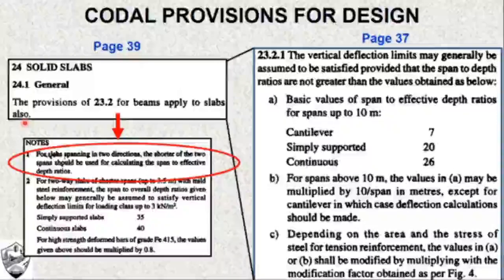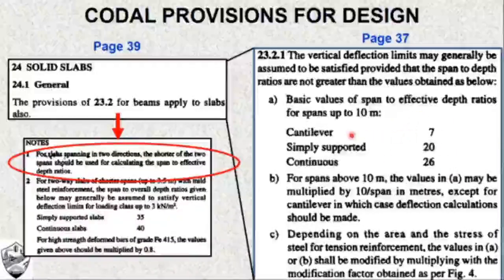And what does it say? What is this 23.2? We have already had a discussion about this in the design of beams, where we had to restrict the span to effective depth ratios in beams. The same is applied to slabs as well. For cantilevers, what is the maximum value of the effective span to effective depth ratio? It is 7. For simply supported beams it is 20, and for continuous beams it is 26. We already had a discussion about this.